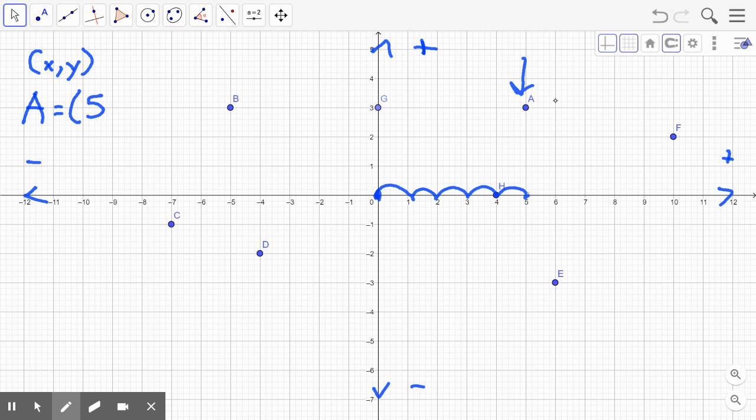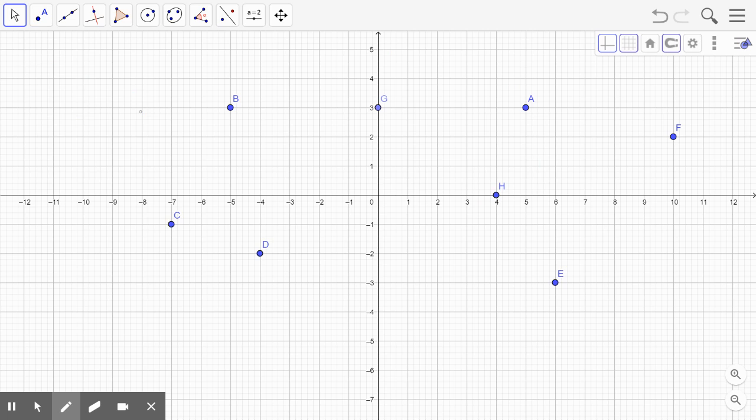Now, where do we need to go? Do we go up or down to get to A? We need to go up. 1, 2, 3. So since the y-axis is positive going upwards, its y-coordinate is 3. And this point, A, has the coordinates (5, 3). Okay, let's do a couple more.